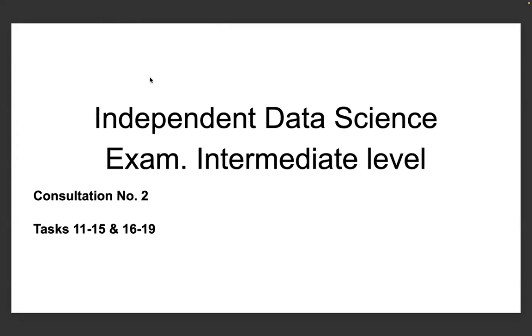Okay, hello everybody again. So let's start. Today we are going to solve problems from 11 to 19 from your independent data science exam. We'll solve them in two variants.